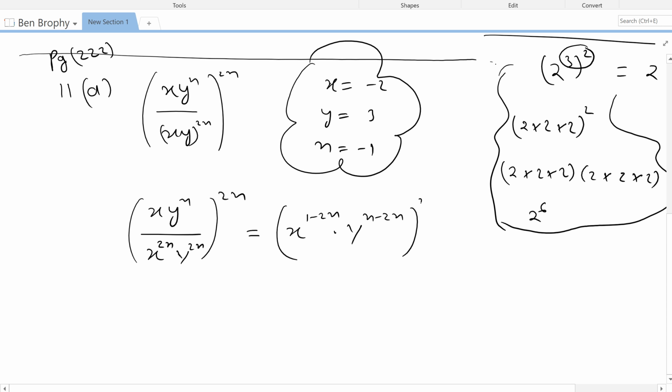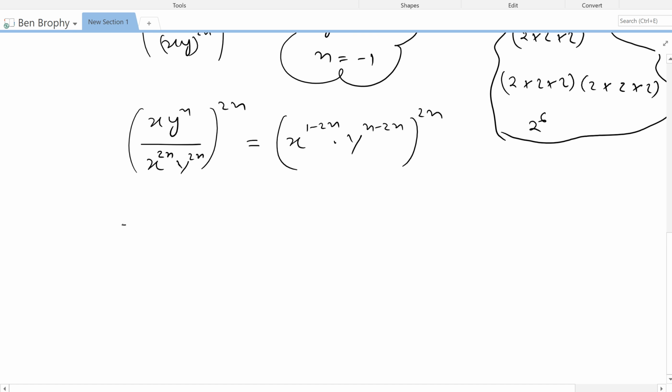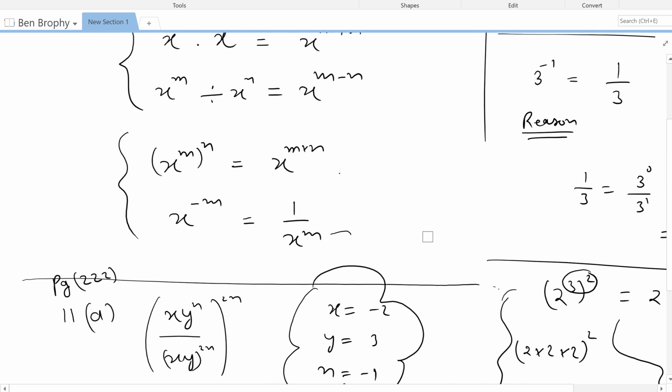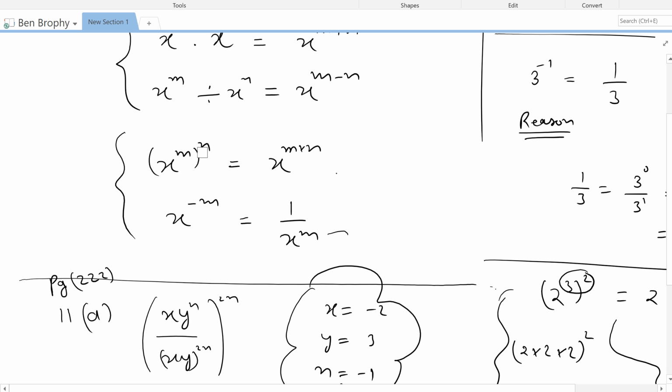Big bracket to the power 2n. Now the next step. We don't have to do anything with that. 1 minus 2n, and n minus 2n, so just negative n. Yeah. Good. Now we distribute the whole power. This power is going to multiply with the powers, because we know that powers multiply. When you have a power there, it goes in and multiplies with the other power.